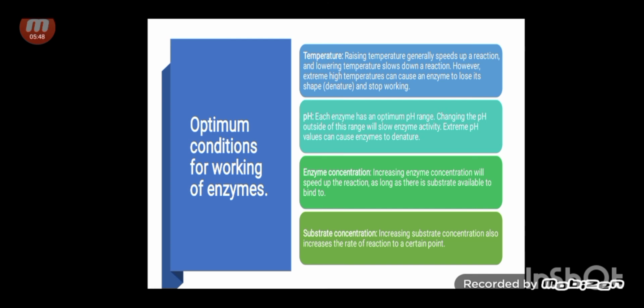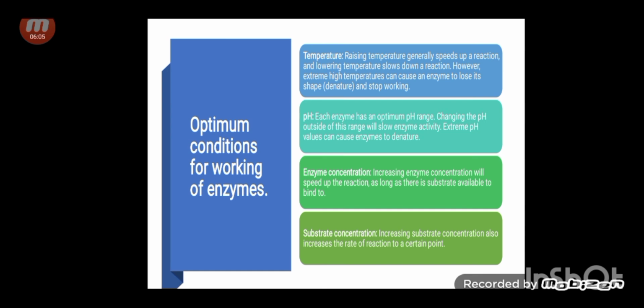However, remember one thing: an extremely high temperature can cause an enzyme to lose its shape, denature it, and stop working. So the temperature must not be too high, it should be the optimum temperature at which the enzyme works best. Then we have pH.